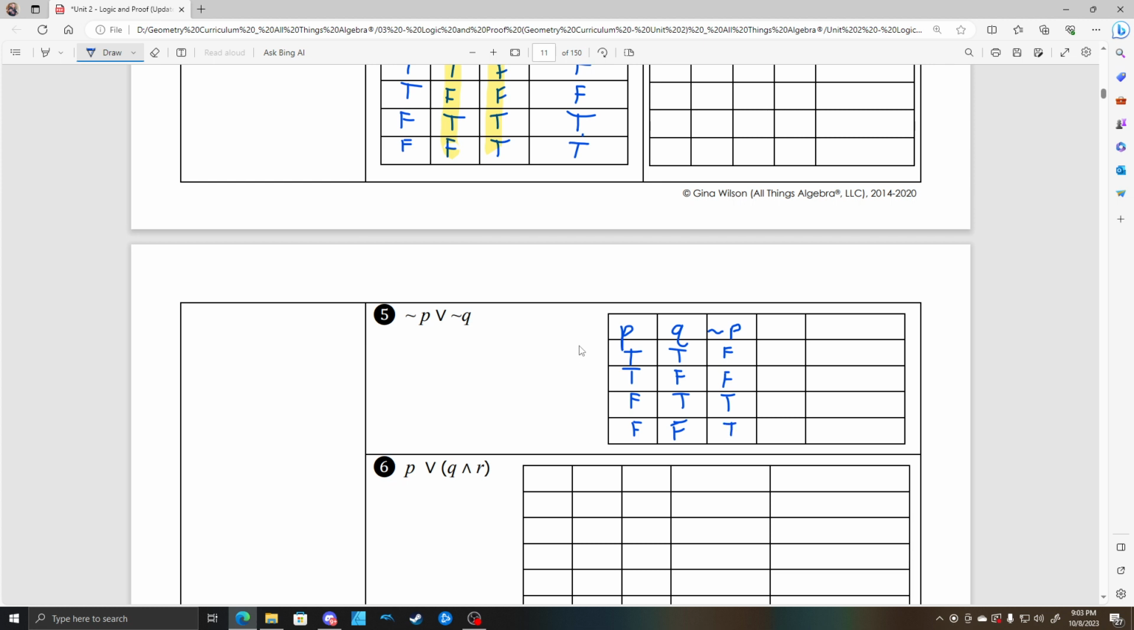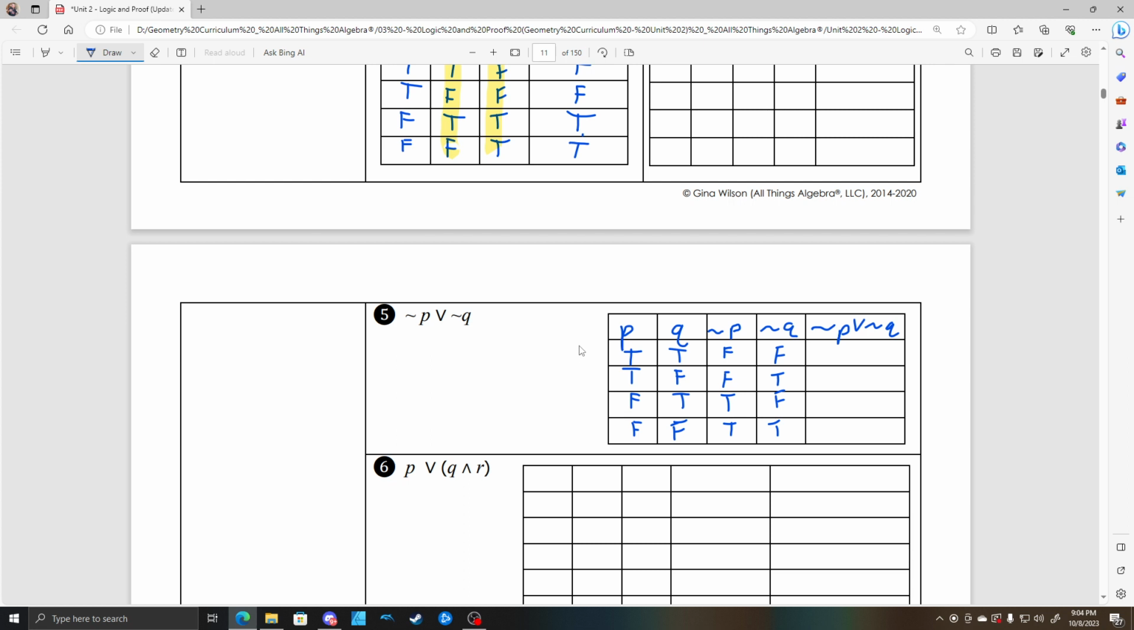So now the same thing for Q, right? We need to take the negation of Q. Let's look at Q. We have true, false, true, false. So this is going to be false, true, false, true. And then our final column here is going to be the negation of P or the negation of Q.